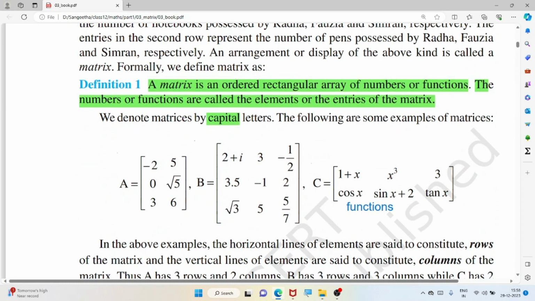A matrix is an ordered rectangular array of numbers or functions. These numbers or functions are called the elements. You write the matrix in capital form, like here A, and these elements can be numbers or functions like this.